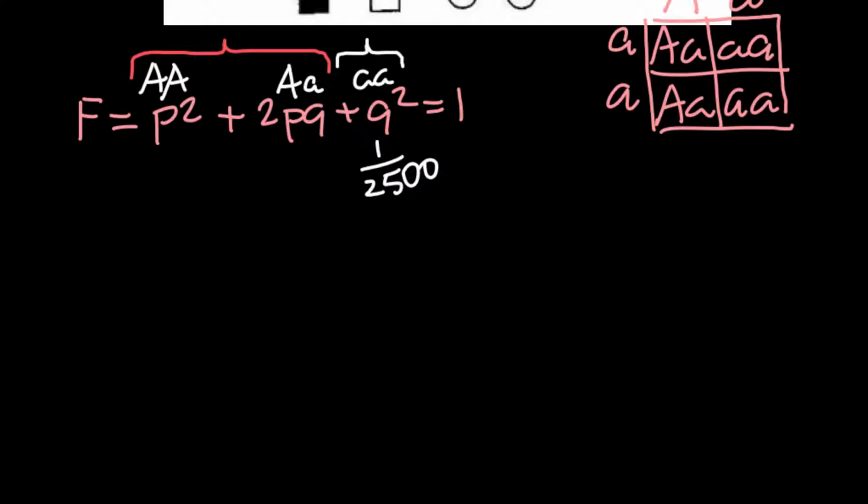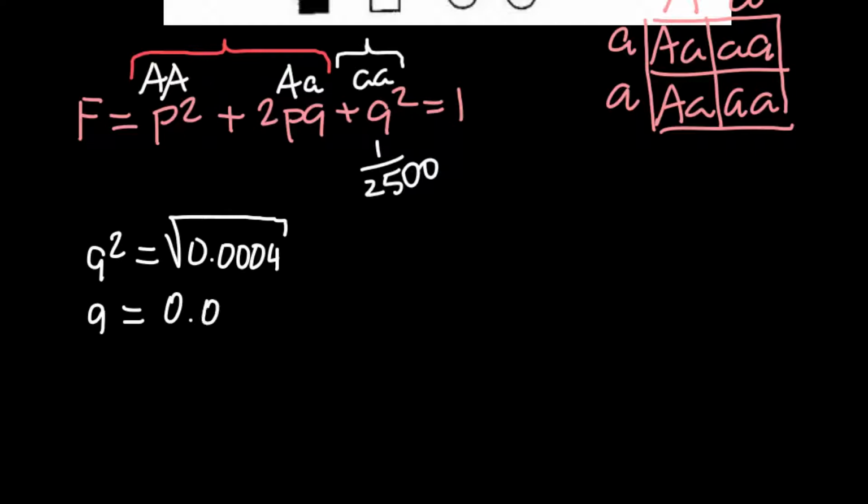If we know that q squared equals this number, let's use decimal numbers. So q squared equals 0.0004, then we can say what q is equal to. q would equal the square root of that, which is 0.02. We just take a square root here, and this is how we are going to get q.